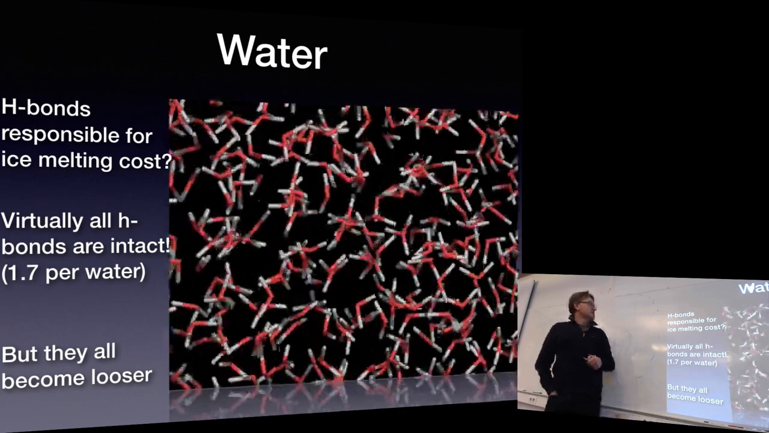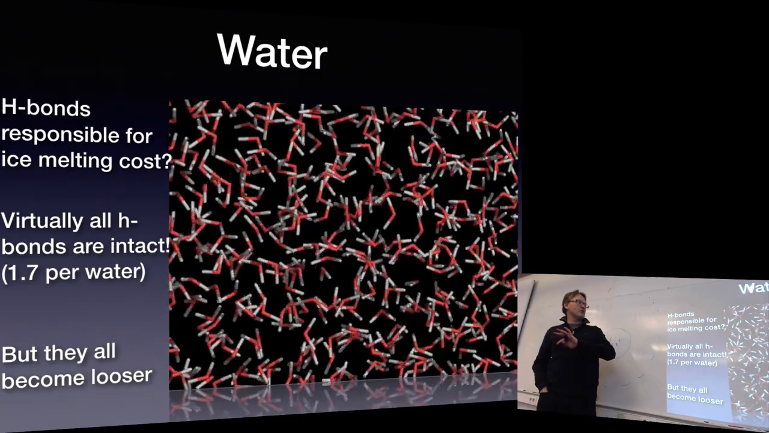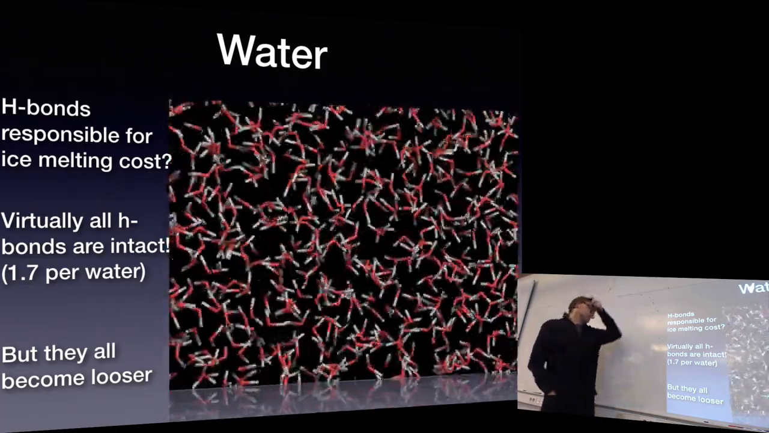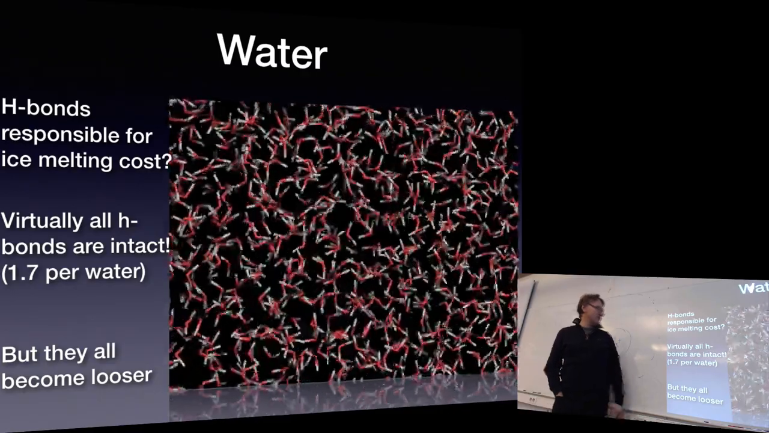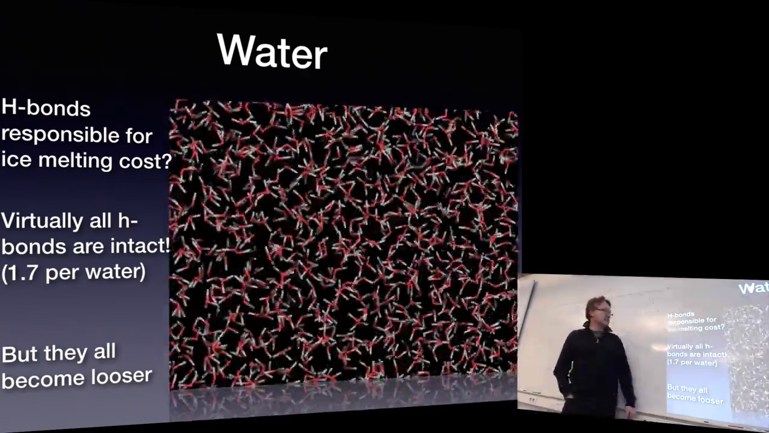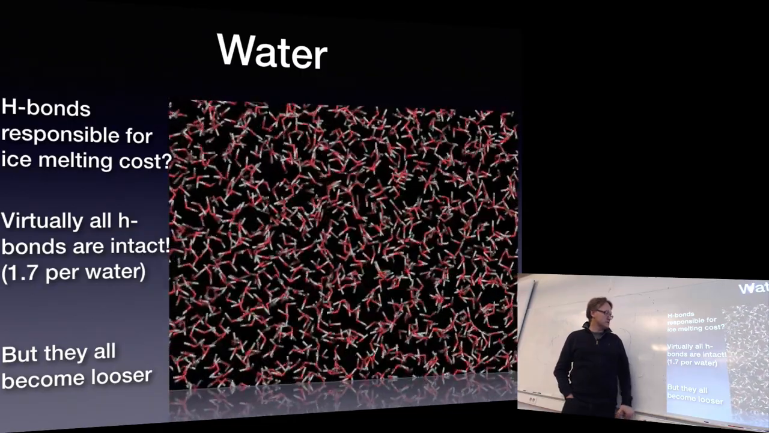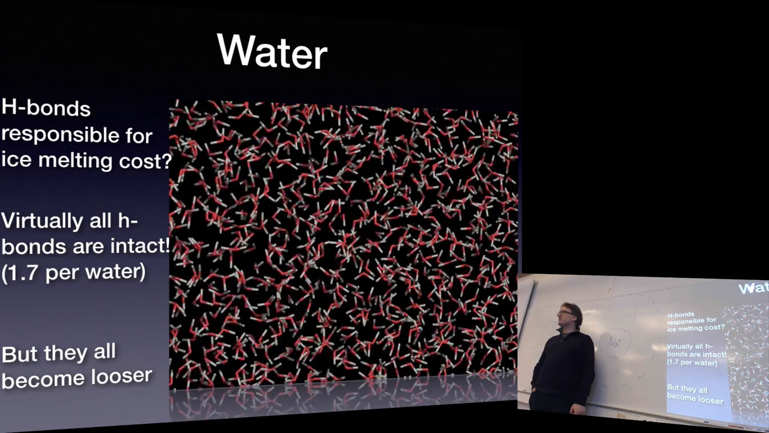Well, it turns out that you might imagine ice being perfectly solid, with all the hydrogen bonds formed. That's actually quite true. In ice at 0 degrees Kelvin, you had an average of 2 hydrogen bonds per water. But it's not at all true that when we melt ice we break these hydrogen bonds. We go from, say, 2 to 1.7 hydrogen bonds per water. So the hydrogen bonds are still there, even in liquid water.